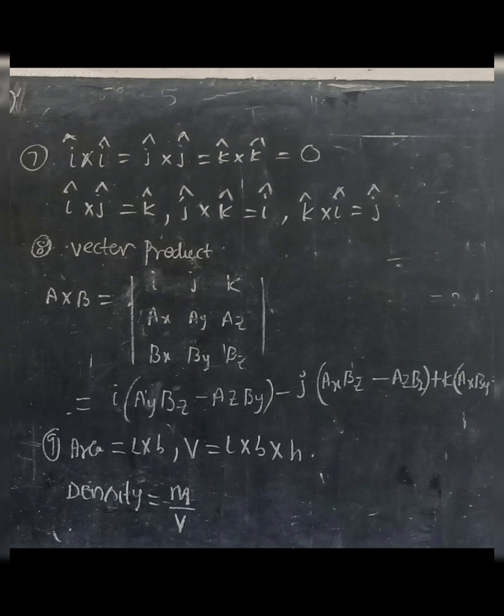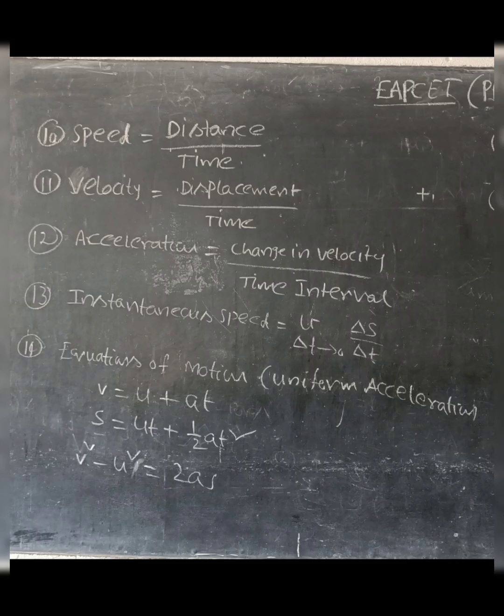But we all know that area is equal to length into breadth, volume is equal to length into breadth into height, density is nothing but the mass per unit volume. Therefore, density is equal to mass by volume. Speed is equal to distance by time, velocity is equal to displacement by time, acceleration is equal to change in velocity by time interval, instantaneous speed is equal to limit delta t tends to 0 delta s by delta t.